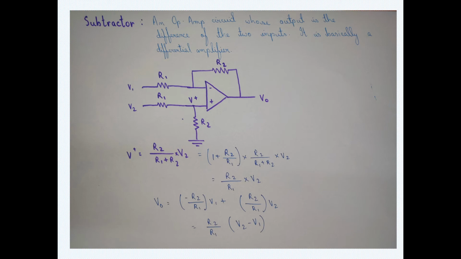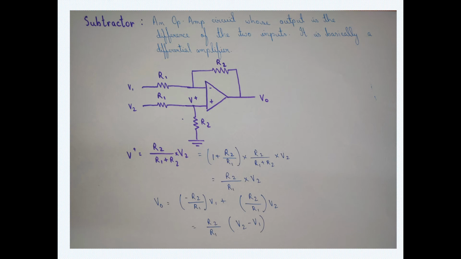Op-amp circuit as a subtractor. In an op-amp subtractor circuit, the output will be the difference of the two terminal inputs. So it is basically a differential amplifier. Here we have a two input op-amp subtractor circuit.